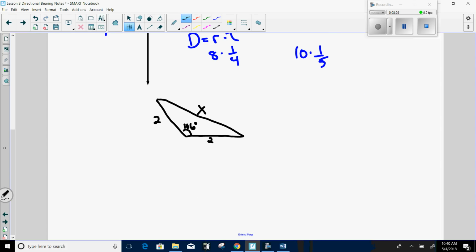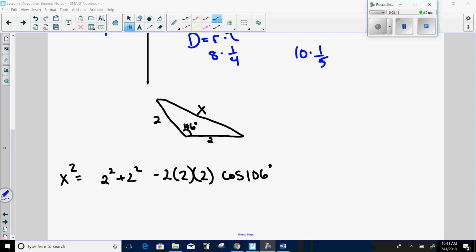Okay, so we're going to set up a law of cosines. So it'd be x squared equals 2 squared plus 2 squared minus 2 times 2 times 2 cosine of 106. Use the calculator to find out what x is. When you use a calculator and take the square root, you get x equals 3.19. So that's the distance. This right here is 3.19.